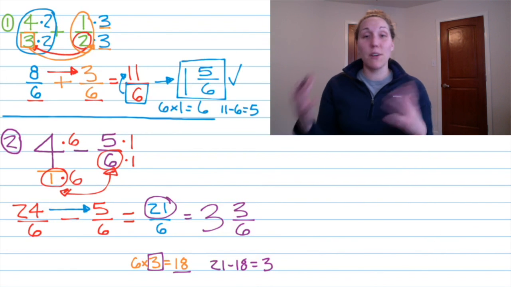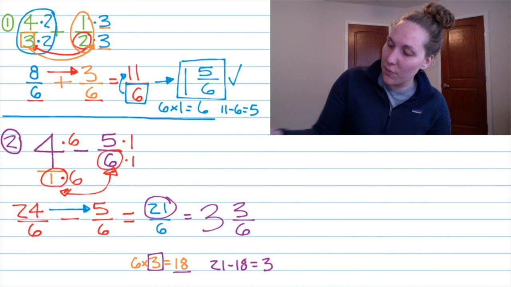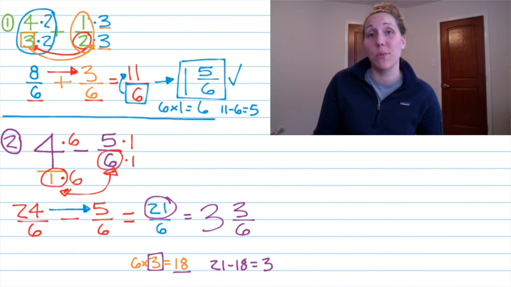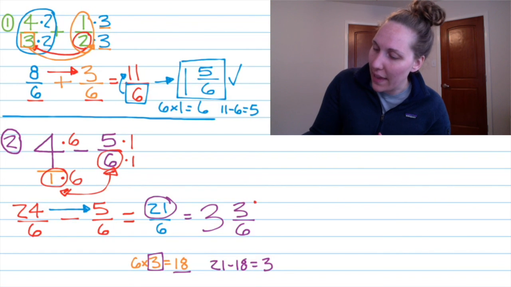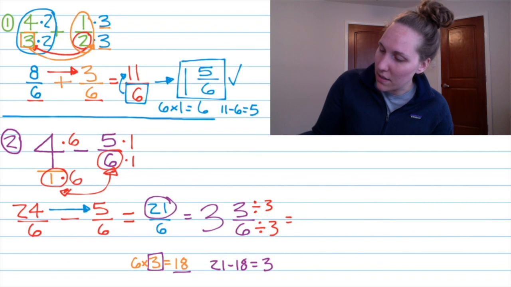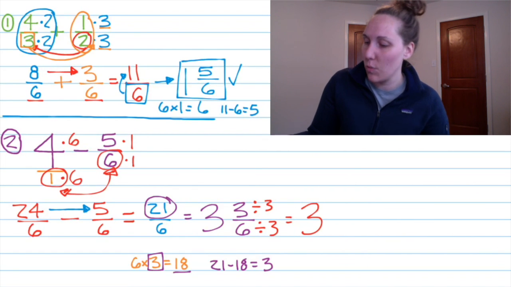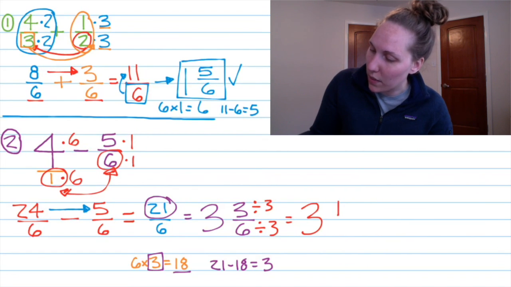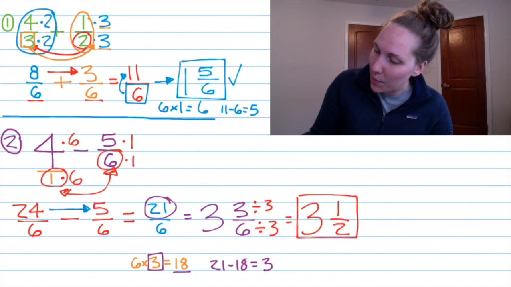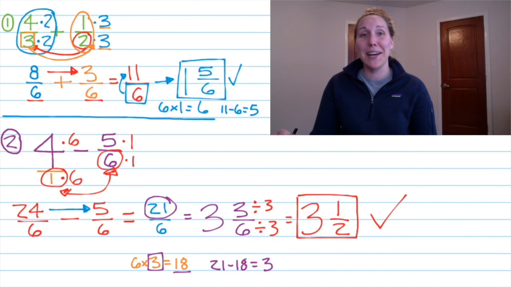Now we have to ask ourselves our final question, is our fraction in simplest form? Is this 3/6 in simplest form? It is not, because there's still a number that 3 and 6 are both divisible by, and that is 3. If we divide the top by 3, we also have to divide the bottom by 3. And we do nothing with our large whole number 3. That just stays what it is. But 3 divided by 3 is 1. 6 divided by 3 is 2. That 1/2 cannot be simplified any further. So now we are finished, and our answer is 3 1/2. Great job.